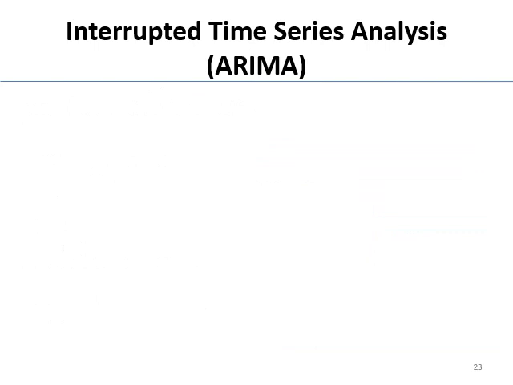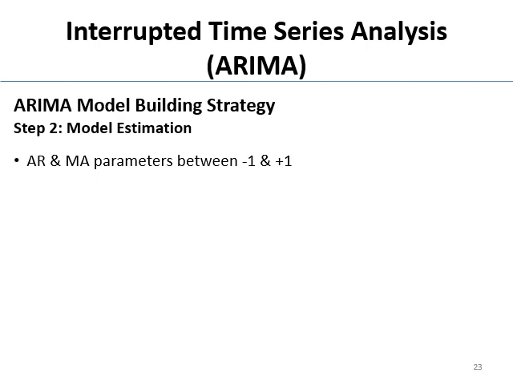So, model estimation. When SPSS gives you a model, these are the things you want to be true. Any AR or MA parameters, which are kind of like betas in linear regression, should be between negative one and positive one. They shouldn't be bigger than that. Those are what we call the bounds of stationarity and invertibility. They represent what fraction of a prior value the current value can be predicted by, so it's either 100% or 0%.